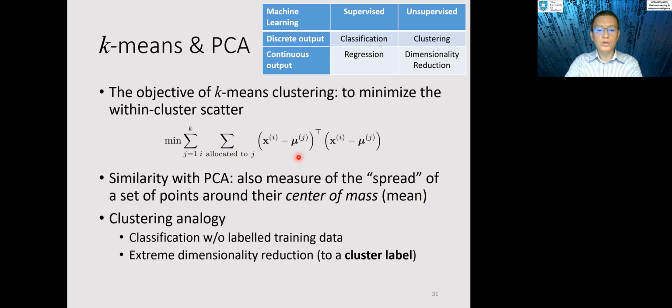And we can also draw some nice analogies to our previous machine learning tasks. For example, it is analogous to classification. It can be considered as classification without labeled training data. So the cluster labels are analogous to the class labels. And we can also consider clustering as some extreme dimensionality reduction, that is, to reduce the data to a single cluster label.